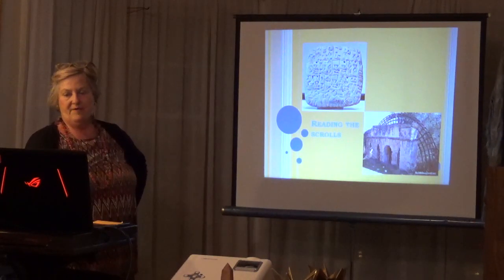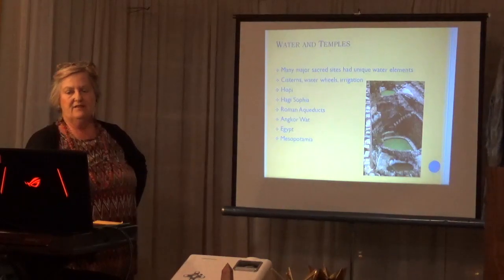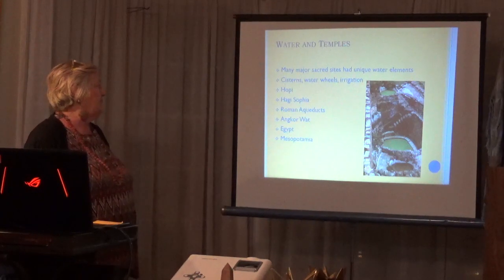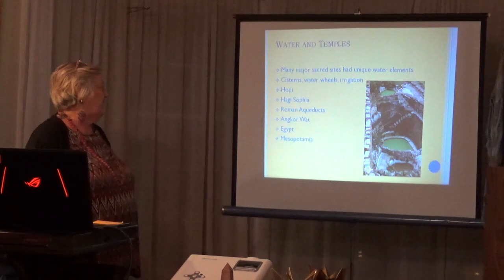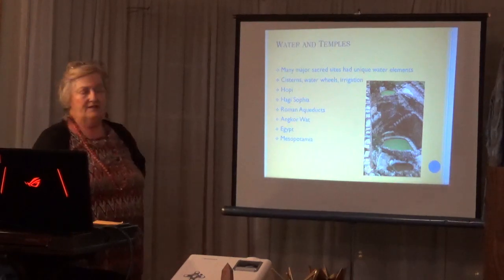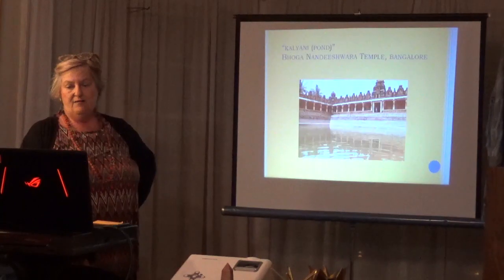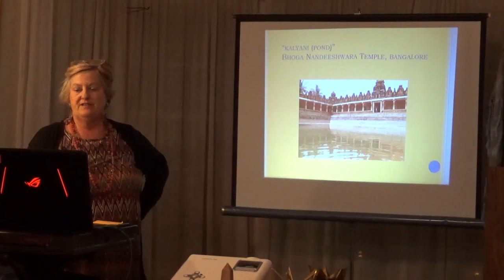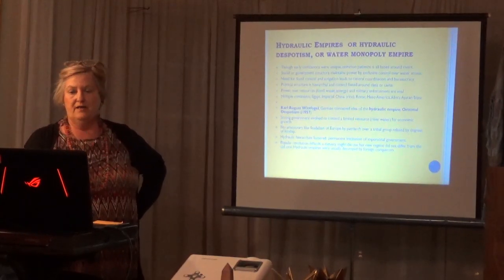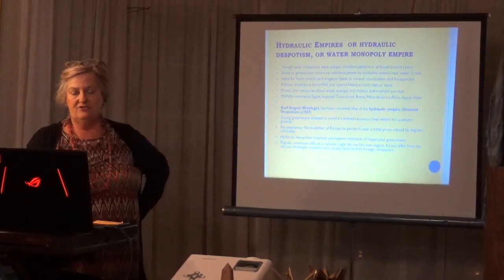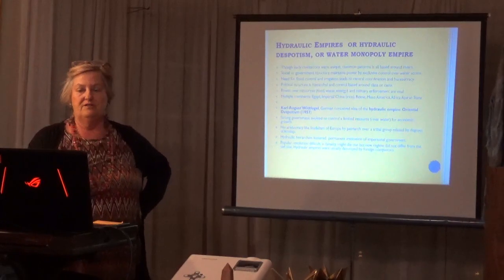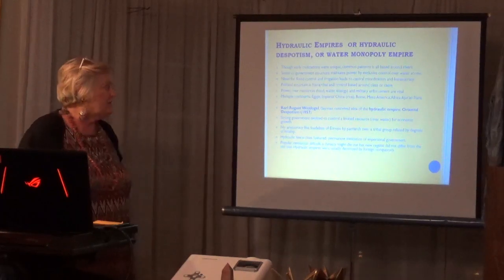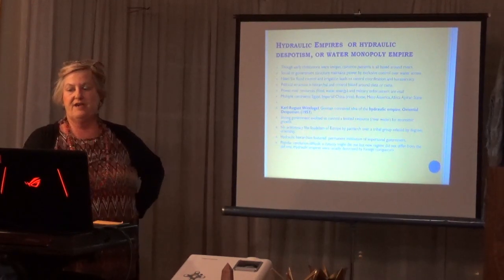So reading the scrolls, doing the math, I'm starting to see the significance of water to temples, and that many of these sites had water elements, cisterns, irrigation, water wheels: the Hopi, the Hagia Sophia, the Roman aqueduct, Angkor Wat, Egypt, and the Mesopotamians. And here's a nice temple in India with a gigantic pond that was for water management. So this idea of the water seems to be part of the story. And there's this theory that these ancient civilizations really functioned because of what this author, Karl August Wittfogel, calls hydraulic empires. And I think there's really something to that.